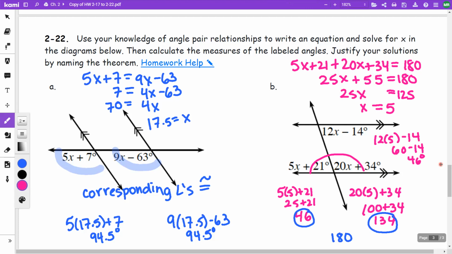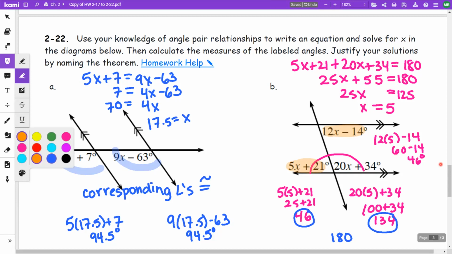So I got that this angle here is 46. I got that this angle here is 46. Those are alternate interior angles. Okay. I got that this one here is 134.